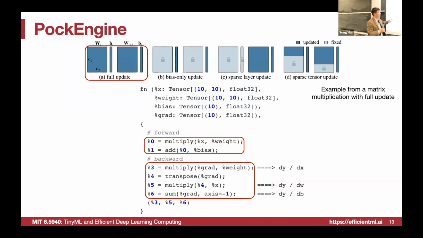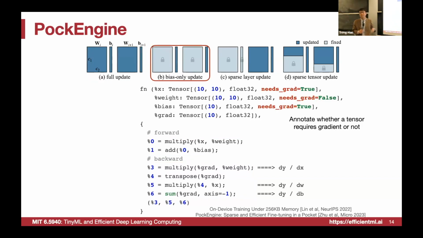So let's start with the full update. You have the multiply and the add. This is the forward, assuming a very simple matrix-vector multiplication, a linear layer. And this is the backward to calculate dy/dx, dy/dw, and also dy/db. It requires a multiply, another multiply, and just a sum.